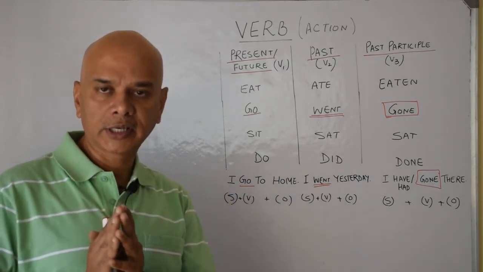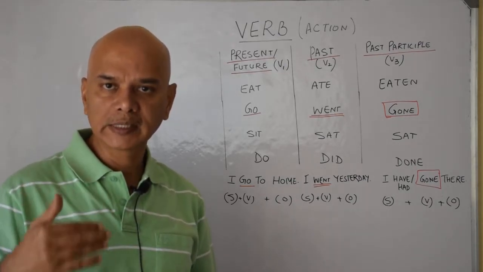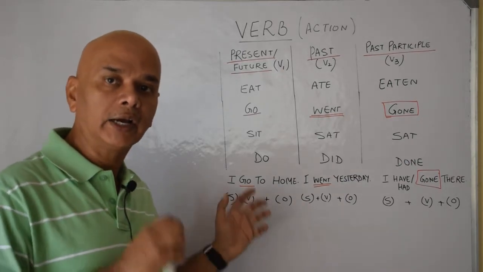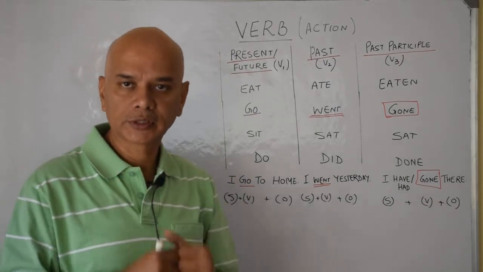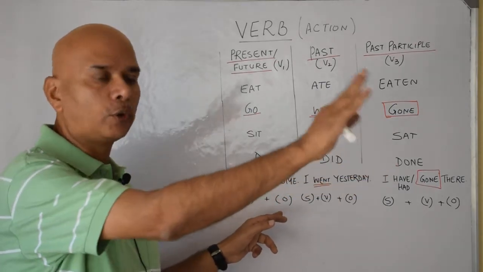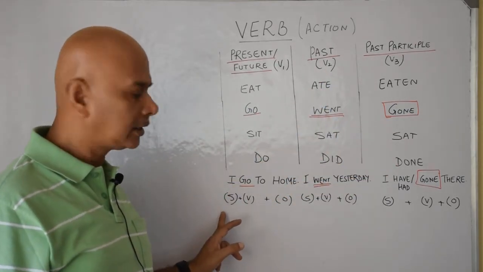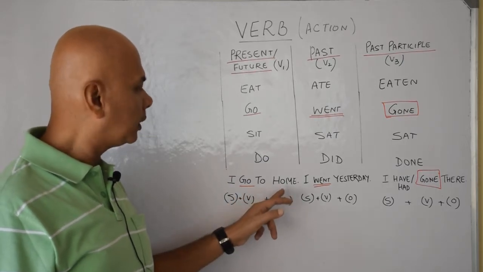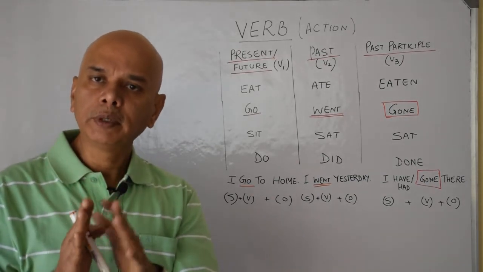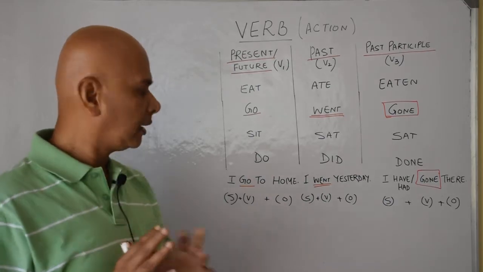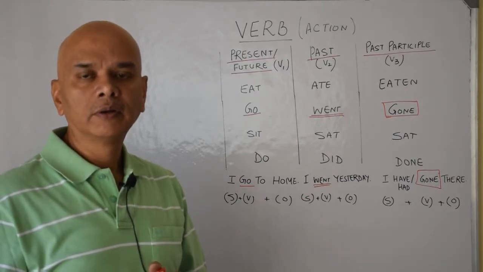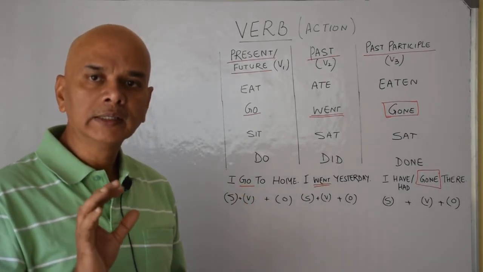So I go to home. Now understand the structure of English. Earlier I have told you about first person, second person, third person. I, we, you, he, she. Now we will use that along with verb and see how the sentence comes. So I go to home. I is subject, go is verb, home is object. So the structure of English sentence is subject plus verb plus object. I go to home, you go to home, we go to home. These are all simple present tense.